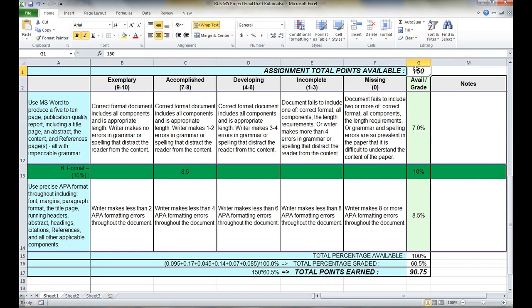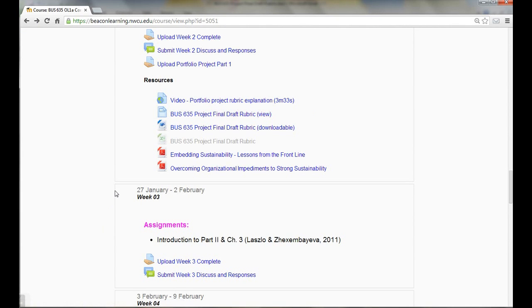Up here you see there's 150 total points available on this assignment. So 150 times 60.5% would mean that you earned 90.75 points out of the 150 points available on that assignment. So that's the way I would grade it. I know all of you will get a better grade than that, so we won't beat that up any longer. Obviously, when I've graded that, it means you've already turned it in.